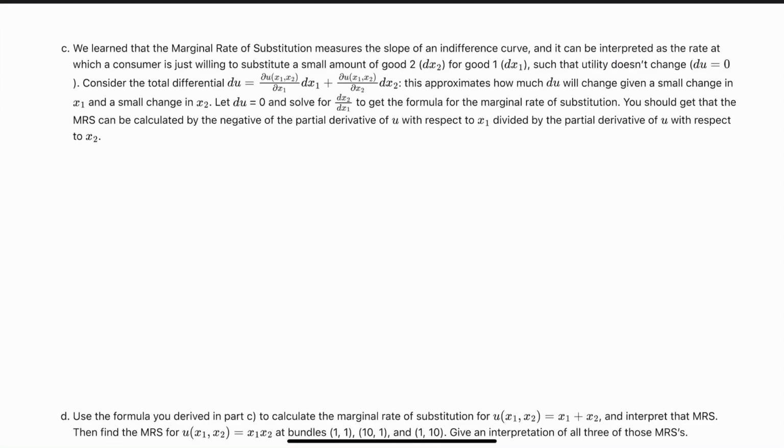Part C asks, we learned that the marginal rate of substitution measures the slope of an indifference curve, and it can be interpreted as the rate at which a consumer is just willing to substitute a small amount of good 2, dx2, for good 1, dx1, such that utility doesn't change, du is 0.